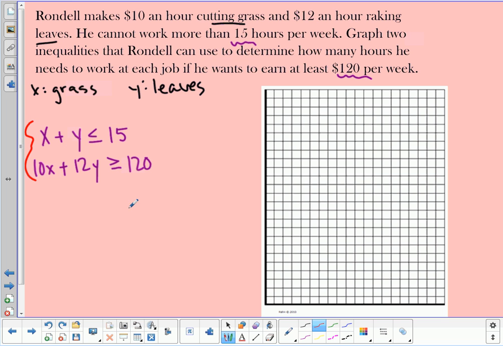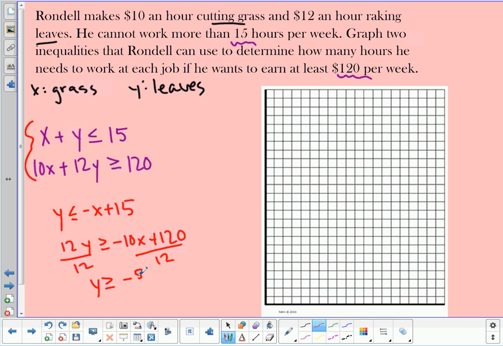Now I'm going to put them in slope-intercept form and graph. The top one is easy, just move the x over. So I have y is less than or equal to negative x plus 15. The bottom one's going to take a little bit more work. I have to do some division too. So move the 10x first. That's 12y is greater than or equal to negative 10x plus 120, and then divide by 12. So y is greater than or equal to negative, I'm going to reduce this fraction, 5 over 6 x, and then 120 divided by 12 is 10, plus 10.